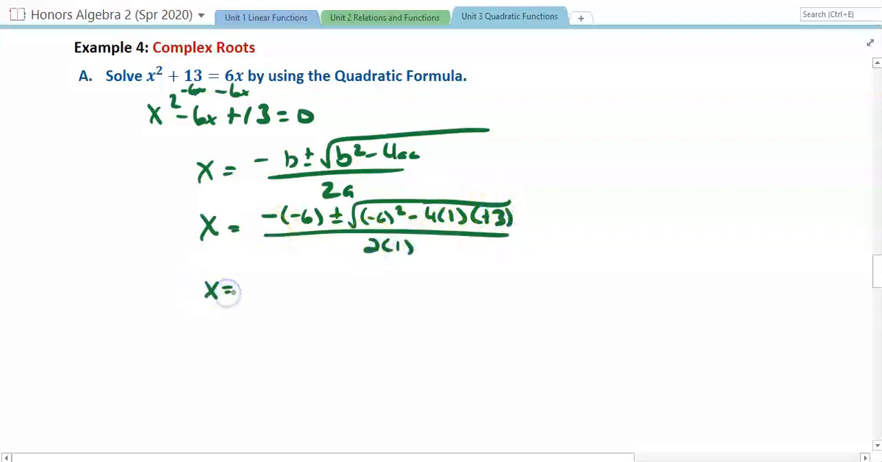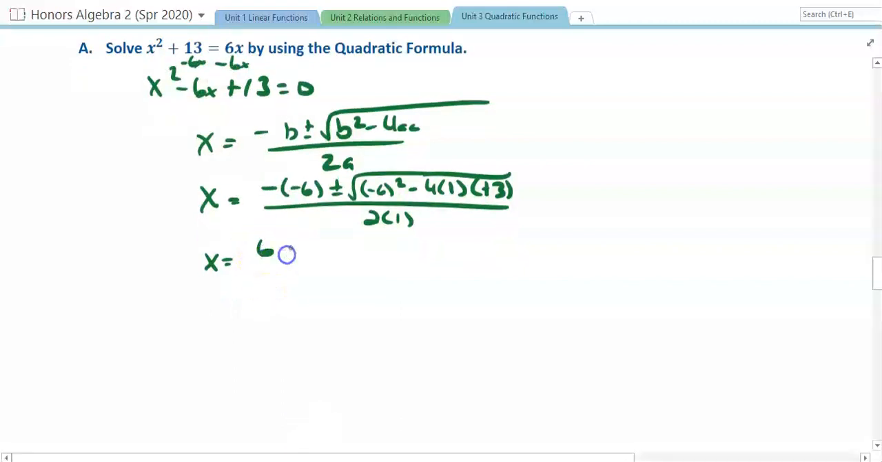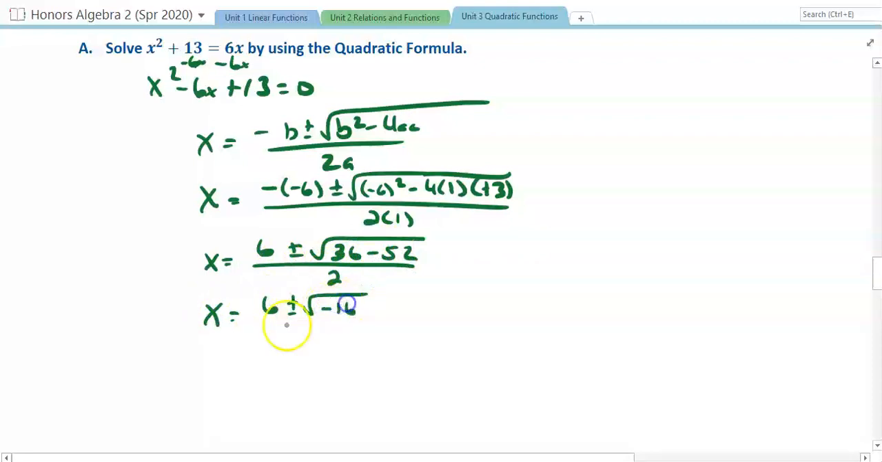And remember, these problems we're doing are simple numbers. Again, it doesn't matter if I've got simple numbers or complicated numbers. It will work out the same every time. And so equals 6 plus or minus the square root of 36. And this is 4 times 13 is 52, so minus 52 all over 2. And so from here, x is equal to 6 plus or minus the square root of negative 16 over 2.